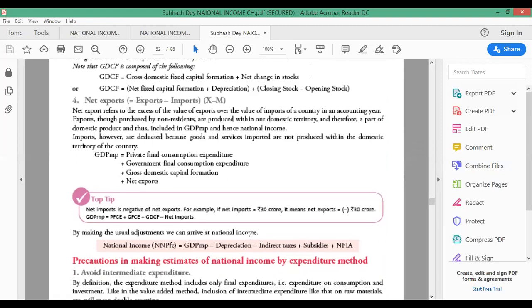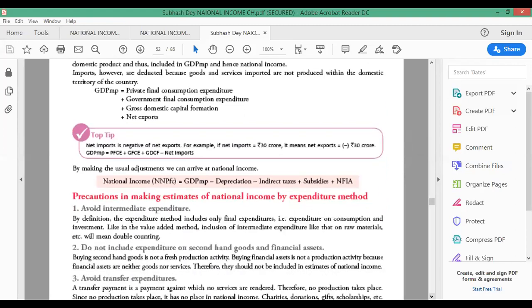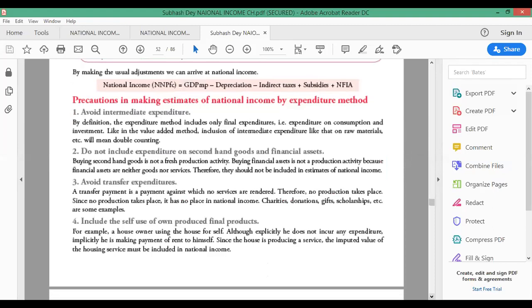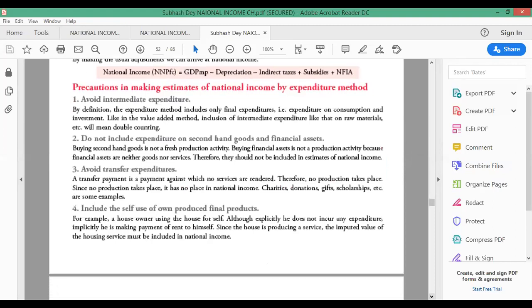So what will come out of this? You will get GDP MP, as I told you. Then once GDP MP is there, you can calculate any of the aggregates by using these three golden rules, which we have already covered. Now, what precautions do we need to take while following the expenditure method? Let us discuss that.